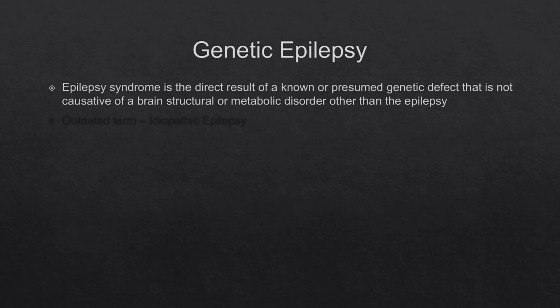What is genetic epilepsy? Epilepsy syndrome is the direct result of a known or presumed genetic defect that is not causative of a brain structural or metabolic disorder other than the epilepsy. This is called a genetic epilepsy. For example, think MECP2 gene mutation. MECP2 gene mutation causes Rett syndrome. Rett syndrome can cause repeated seizure-like episodes in the child. So this is a genetic etiology that is not causative of a brain structural disorder. Rett syndrome doesn't cause any structural abnormality in the brain, but it causes repeated seizures in the child. So we can call it a genetic epilepsy.